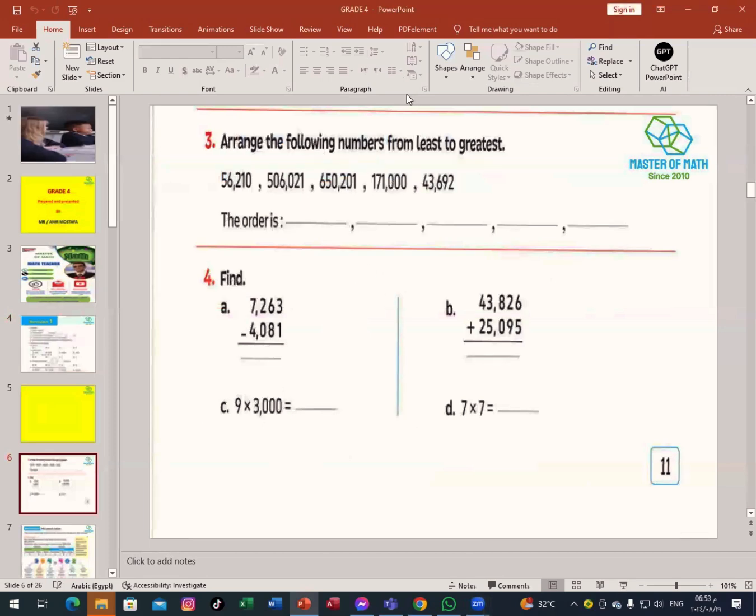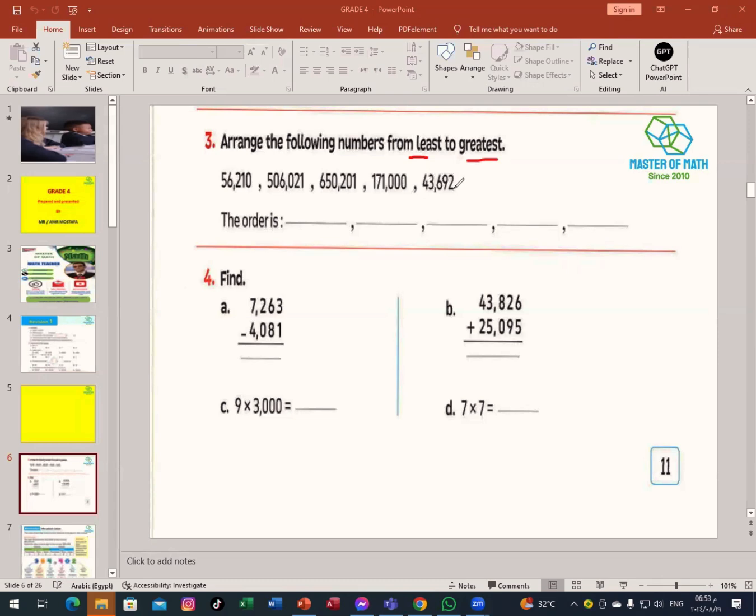Let's complete our revision with another problem. Arrange the following numbers from least to greatest, from the smallest number to the greatest number. I have to count all the digits, and the number which has the fewest digits is the smallest, and the number which has more digits is the largest, and I will compare the numbers with similar digits.